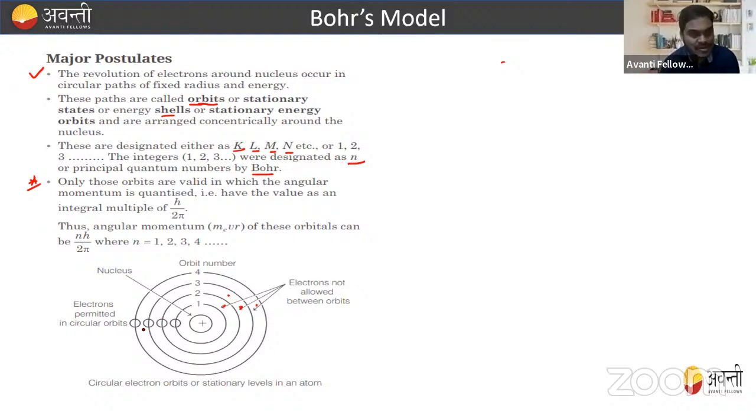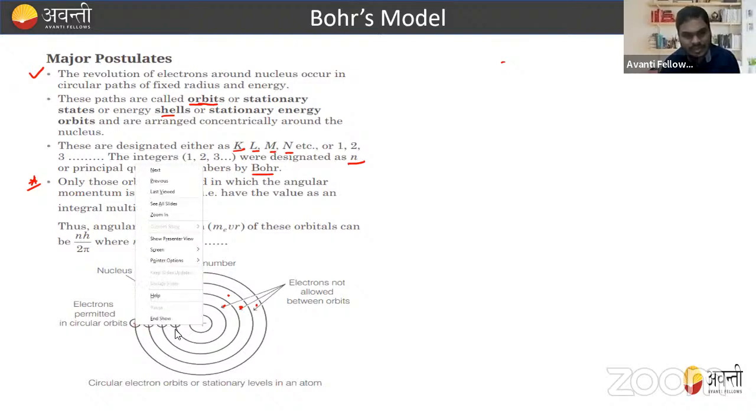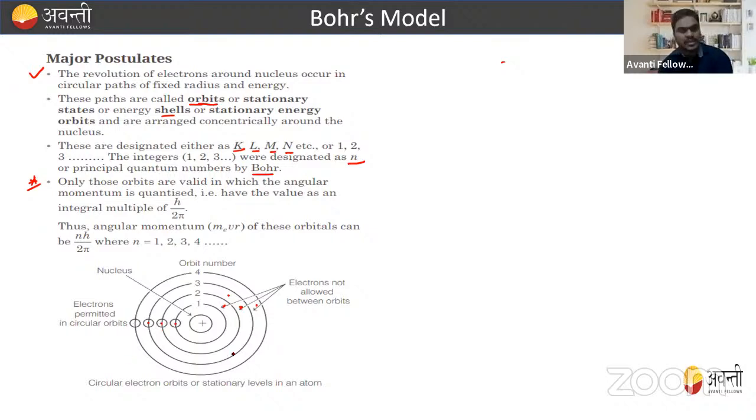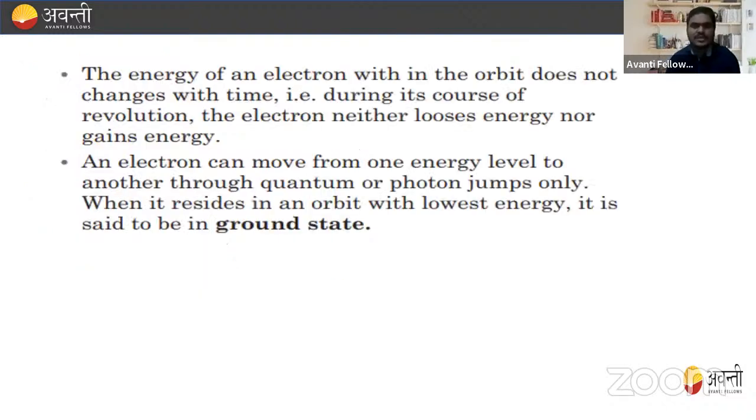Remember this thing, electrons are permitted in the circular orbits only, like here electrons are present, here electrons are present, here electrons are present, and here electrons are present, right? And this represents the nucleus and this is the orbit. So this is the actual diagram of the Bohr model of atom, right?